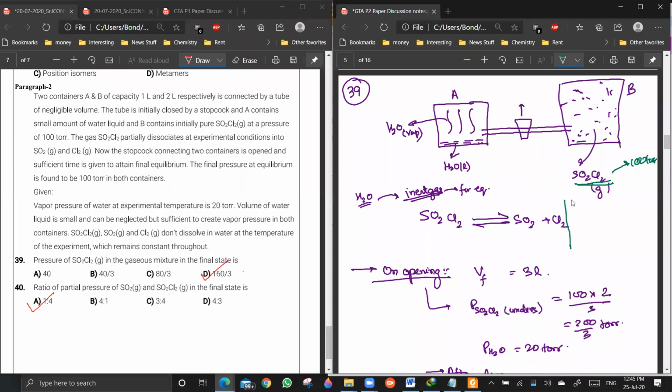Yes, sir. Now, if the volume was 3 liters, what would have been the pressure of undissociated SO2Cl2? So if the volume is 2 liters, then it is 100. If the volume is 3 liters, it will be 3 into P. So what is PF? Not PF, let us say P dash. Not P dash. Just use P of SO2Cl2, that will be easier. So P of SO2Cl2 will be how much?